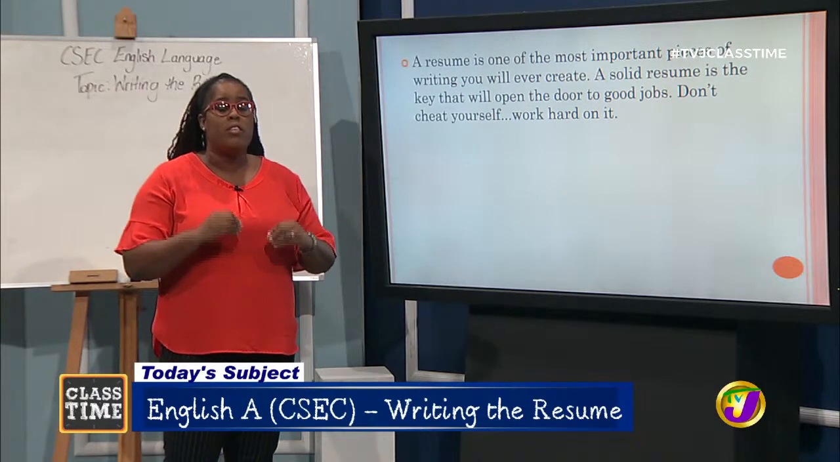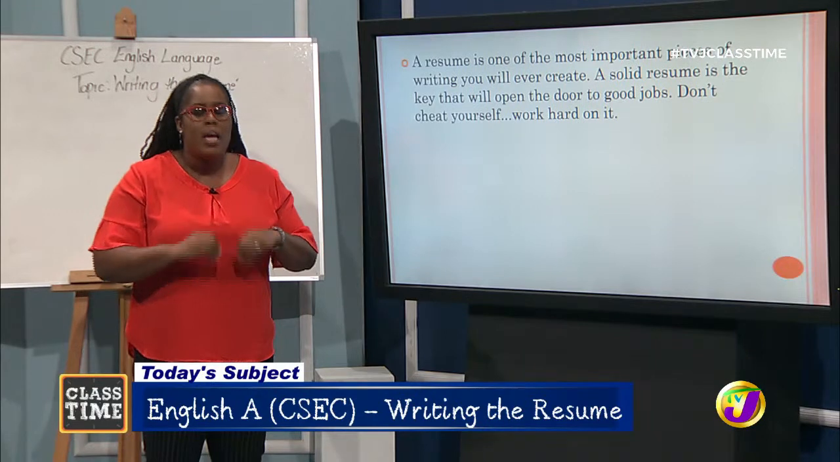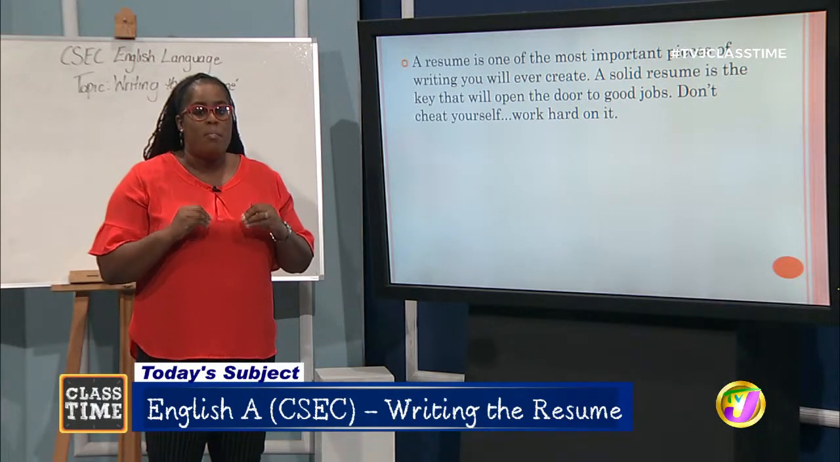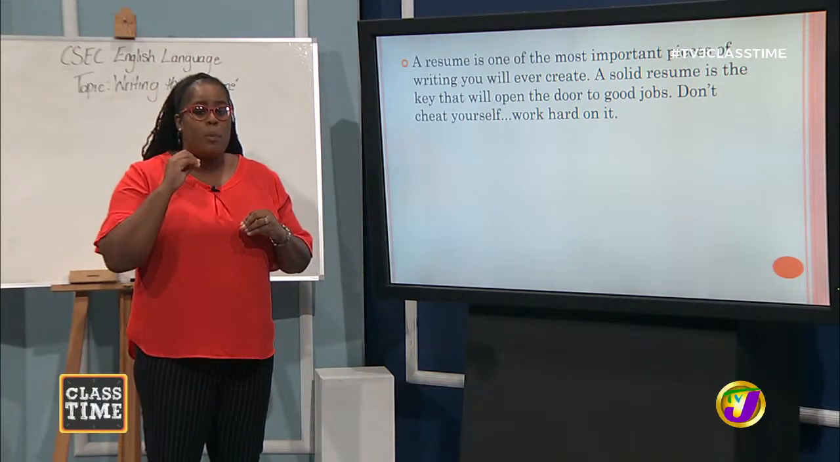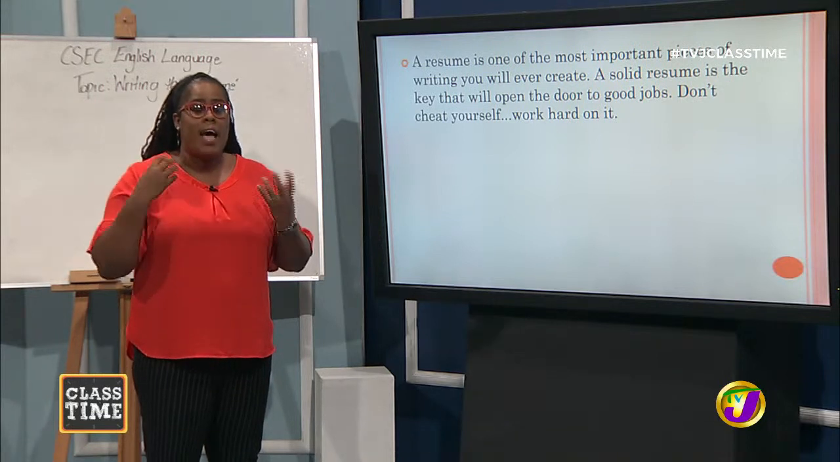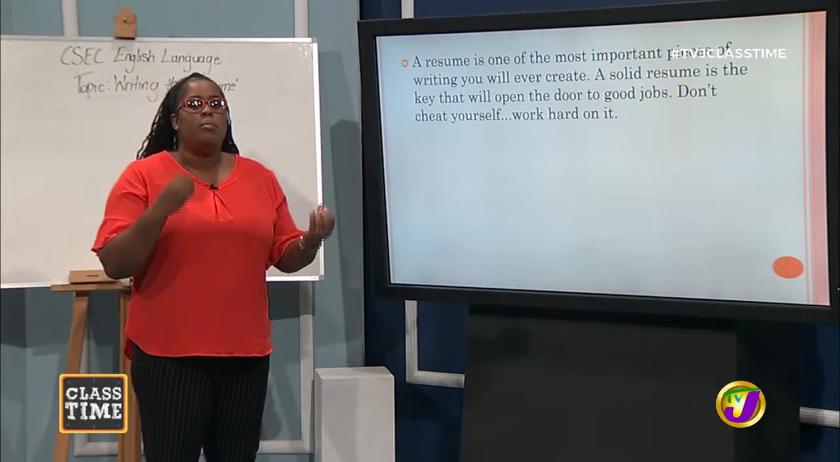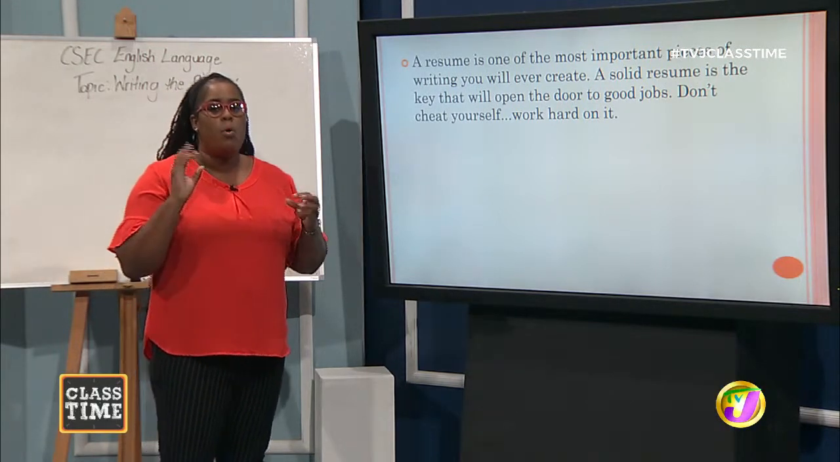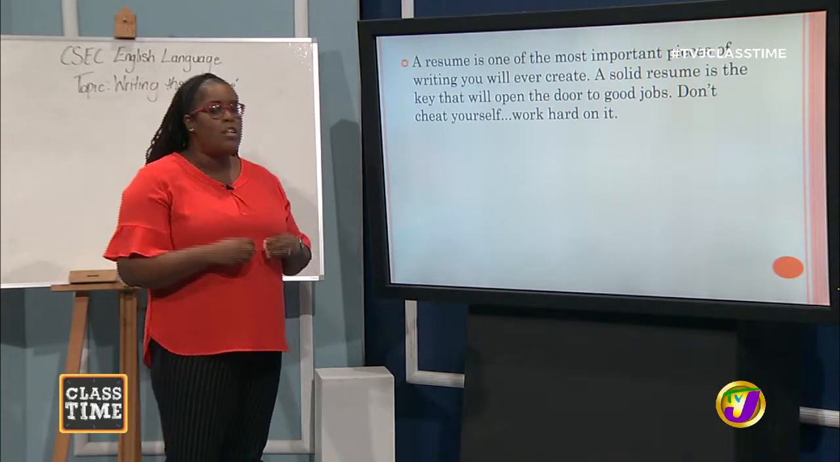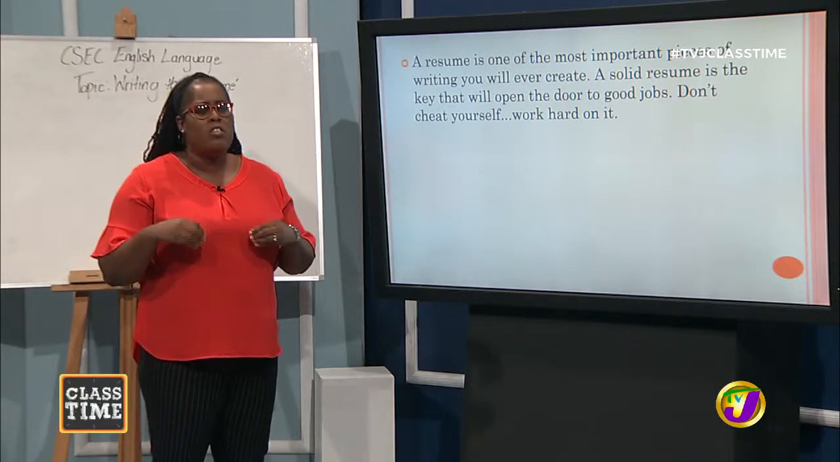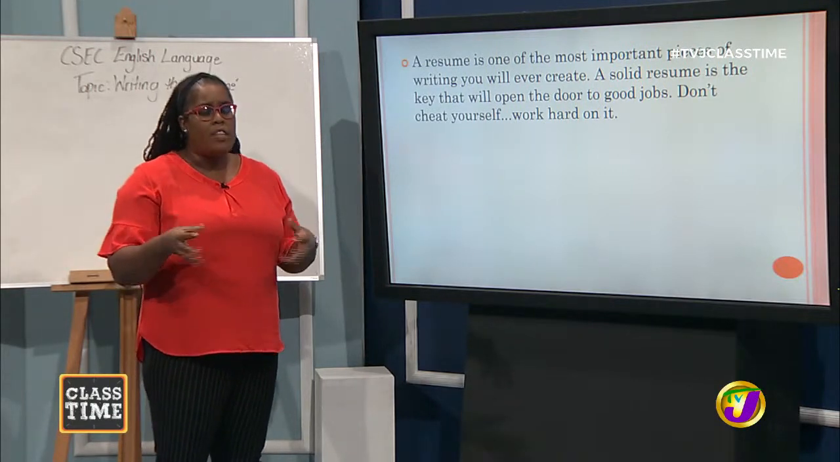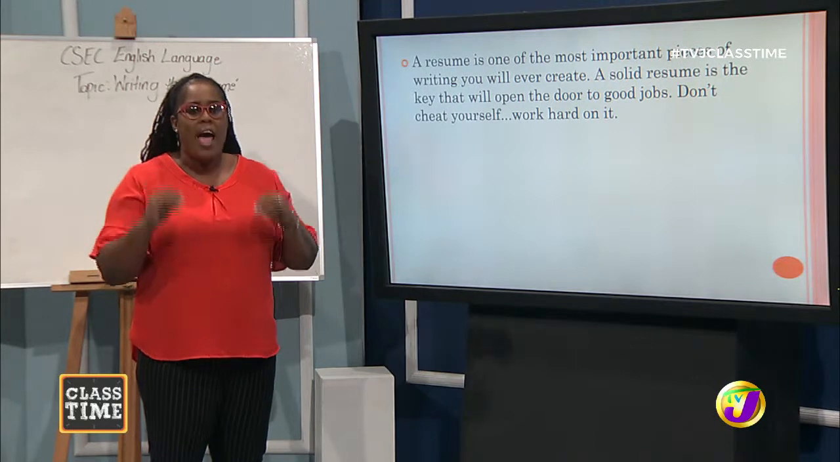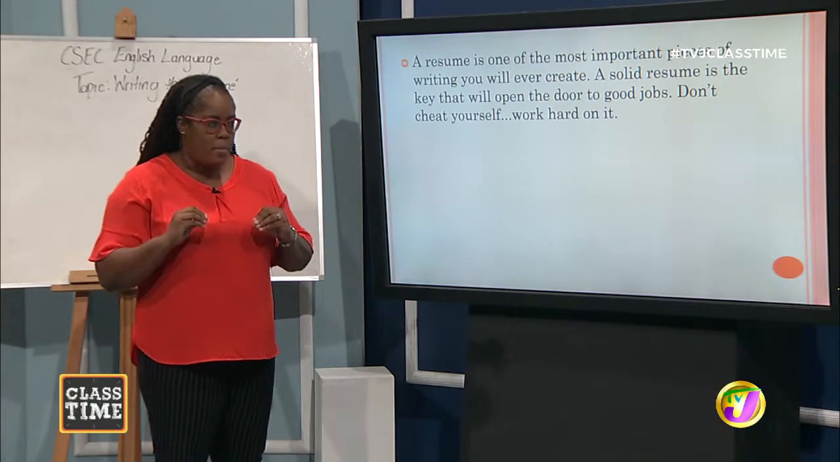So you are going to spend time creating a resume that will catch the prospective employer's eyes, and they will be so intrigued that they are going to select you for an interview, right? So put everything in it. Don't just put one foot in, right? Put both feet in and write a solid resume.